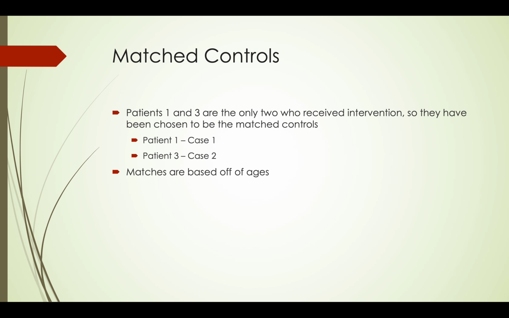So for the first question, we are asked to pick two matched controls. Patients 1 and 3 were the only two that had the intervention, so they have been chosen to be the matched controls. Patient 1 will be referred to as case 1, and patient 3 is referred to as case 2. Then our other matches will be based off of age.